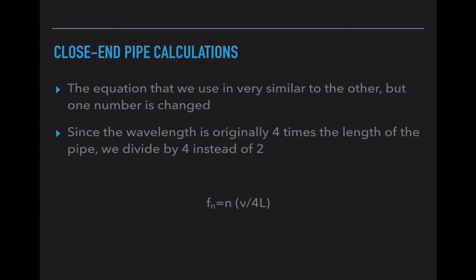It's going to be similar to the previous one, but one number is changed. Since the wavelength is originally 4 times the length of the pipe, we have to divide by 4 instead of 2. So remember how I said I saw half a crest? Since it wasn't a full crest, it needed extra length in order to have 1 full wave. So this bottom number now is going to be a 4 instead of 2. But again, the ends act the same.